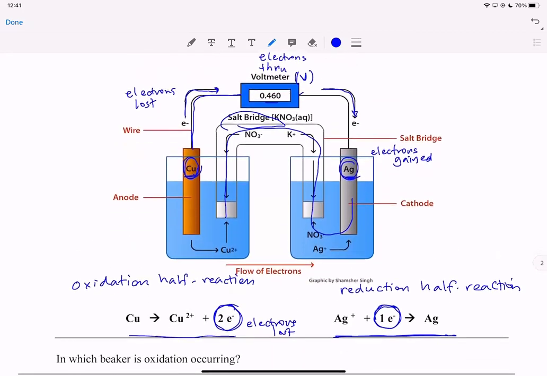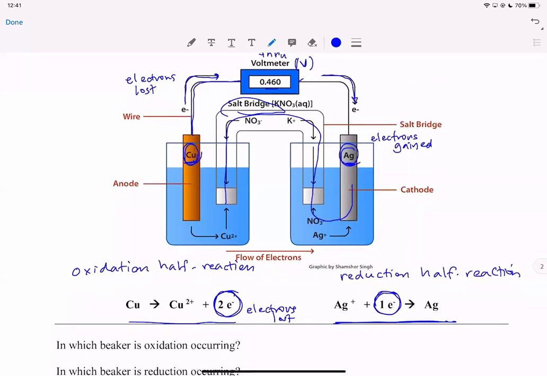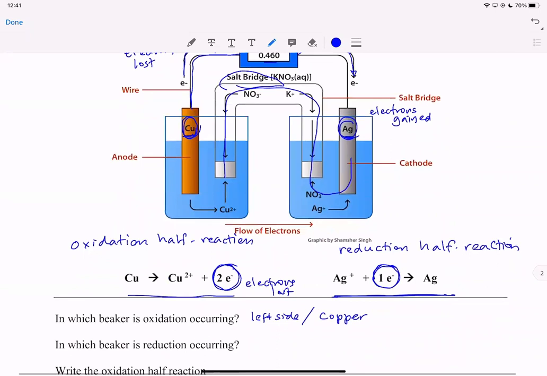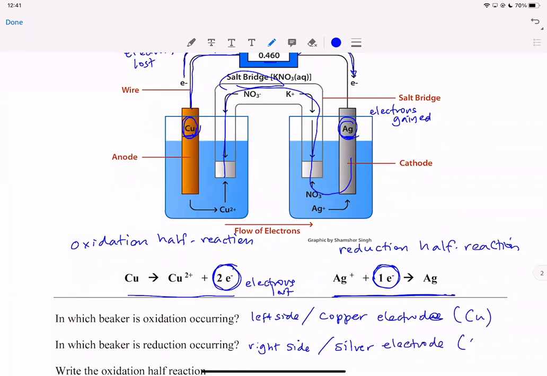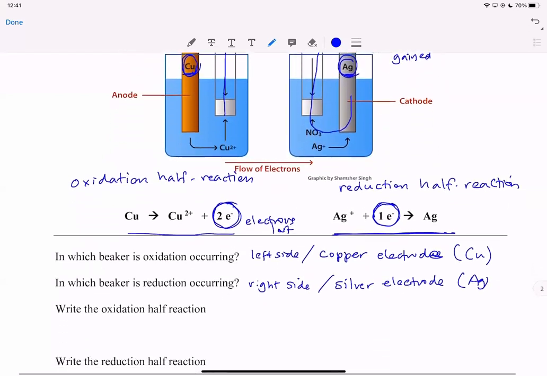Let's answer some questions. In which beaker is the oxidation occurring? Well, that's the left side, which is the copper. The beaker with the copper in it. The reduction half reaction is the right side, and that reduction half reaction has the silver in it. So that's the copper electrode, that's Cu. And that's the silver electrode on the right side, that's the Ag.